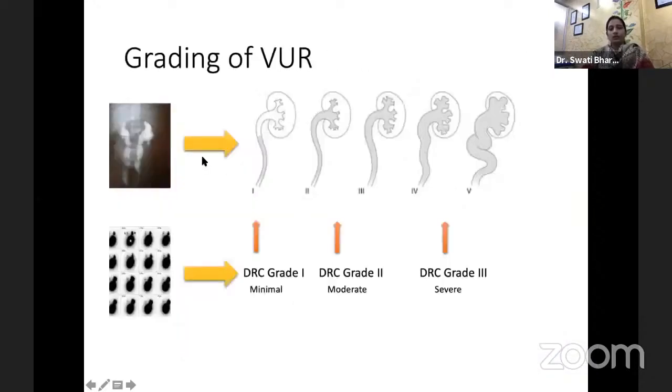So as we come to grading, with MCUG, the reflux is graded into 5 categories depending on its severity. While in DRCG, the grading is not as specific. Grade 1 when reflux is limited to the ureter. Grade 2 is moderate when it reaches the pelvis, and grade 3 is severe when it is seen with a dilated pelvis. So it can very well be used for follow-up of the patient.